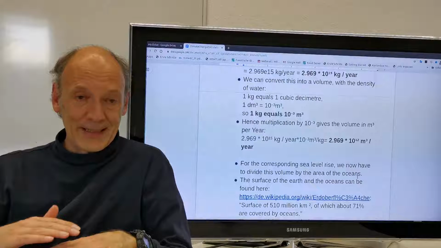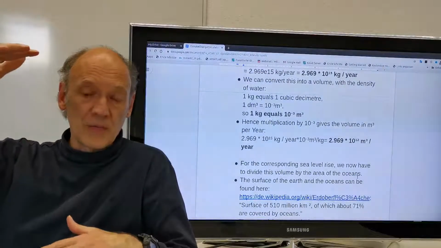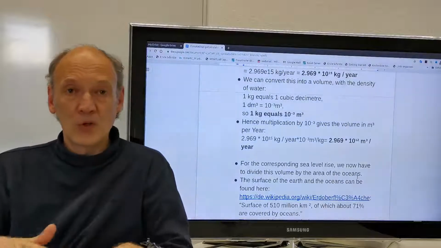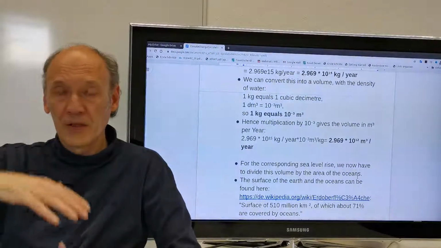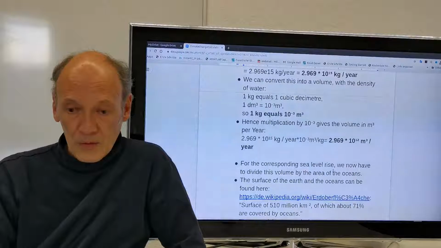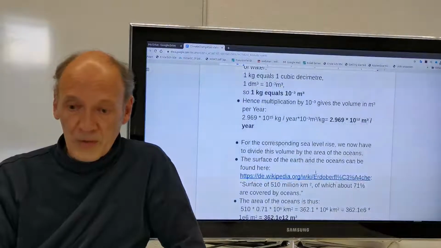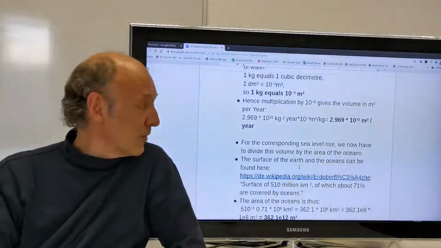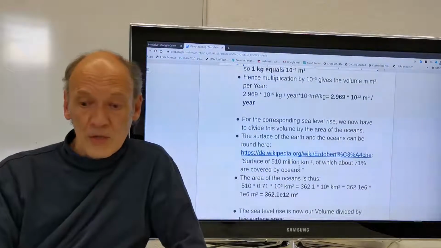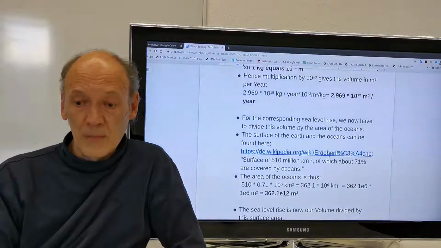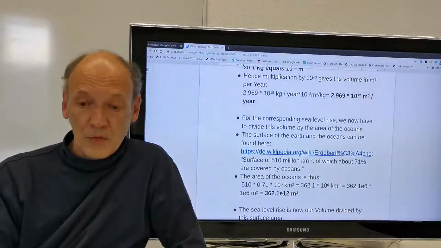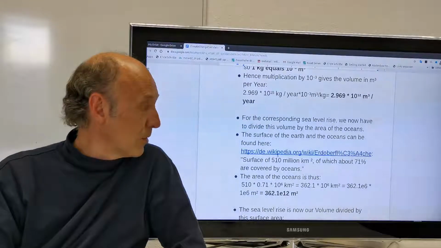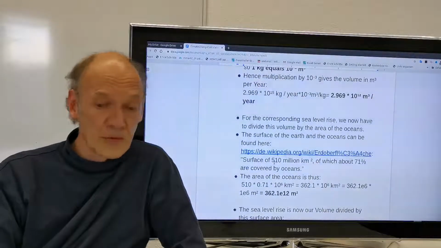To get a sea level rise, we just need to take this volume and divide it by the area of the oceans, right? Because area times height is volume. So for the corresponding sea level rise, we now have to divide this volume by the area of the oceans. So what's the area of the oceans? Again, we look at Wikipedia, surface of the Earth. Again I took the German Wikipedia site because it has the numbers I was looking for.